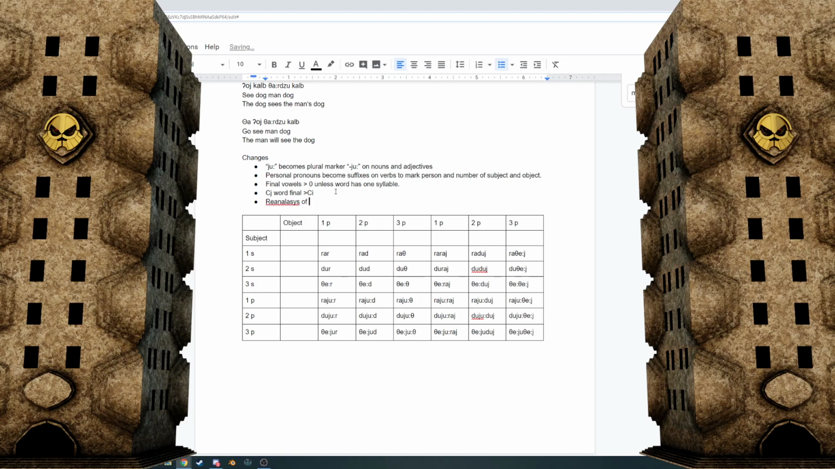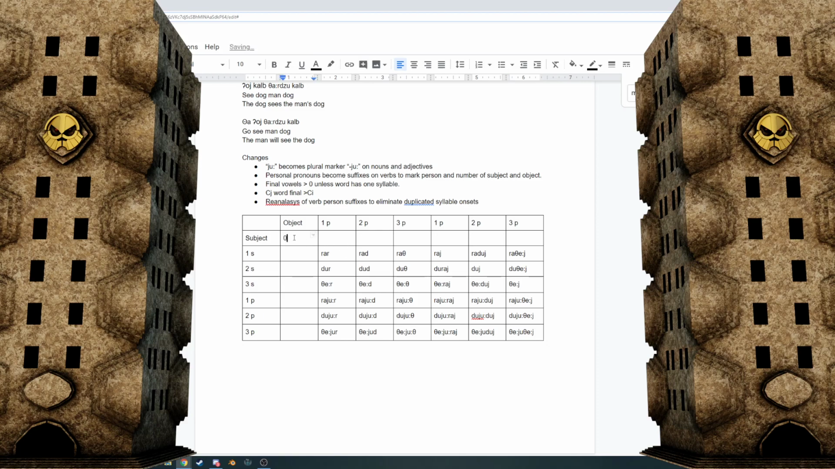Reanalysis. Verb person suffixes. Eliminate duplicated, what do you call them? Duplicated syllable onsets. Yeah, it should be duplicated. Okay, so that means that rarai is just going to be rai. Dudui is just going to be dui. And thethei is just going to be thei.